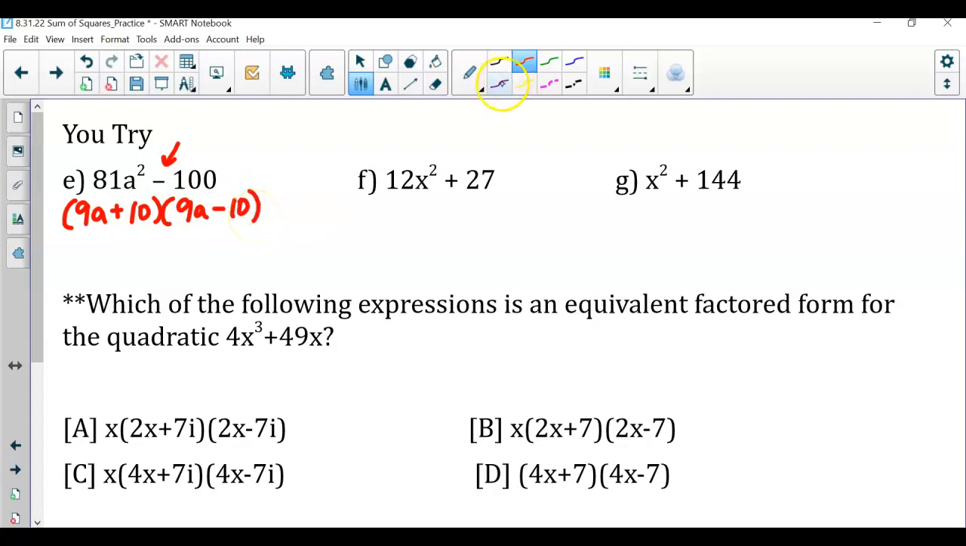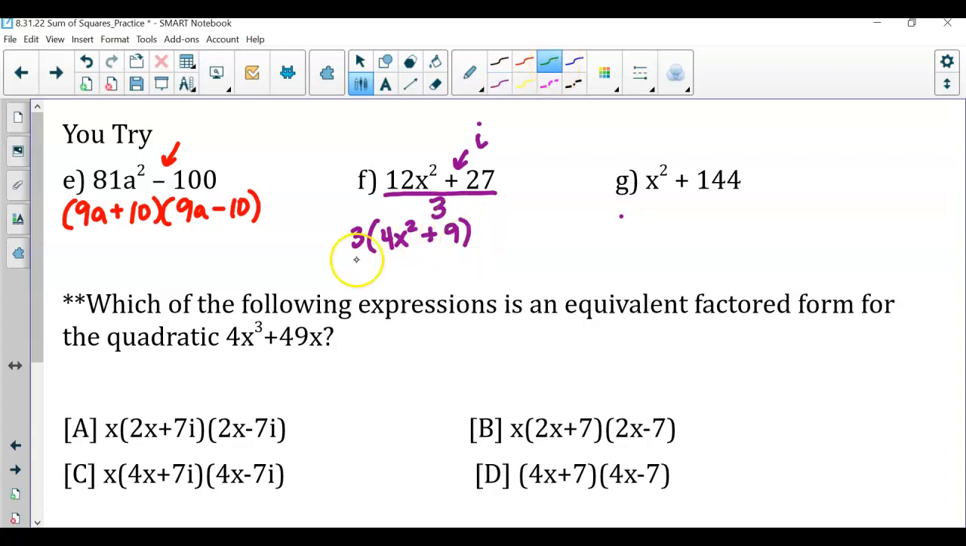Then here, the second one, you did have a GCF. You had to first factor out 3. Also, you should have noticed that this is the sum. We're taking the sum of two perfect squares in the end, so you do need i in your final answer. So here, take out that 3. Now I have 4x squared plus 9.